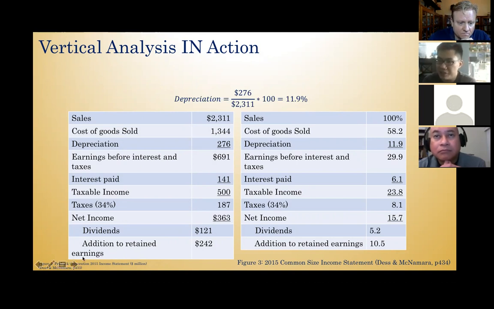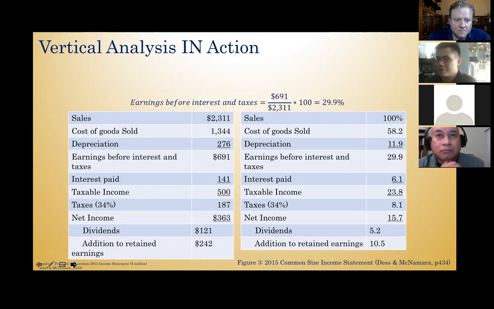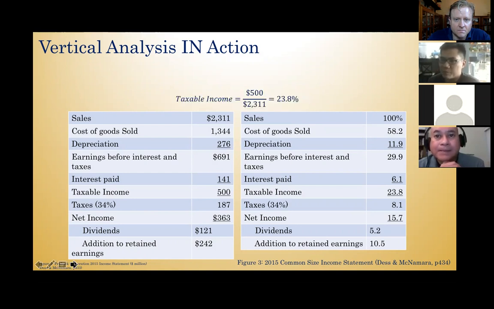So for depreciation, you see it in terms of 276 over 2311. So that comes out to 11.9%. You could go through each one all the way up to net income. You could just see where the math is coming from. All it is, is a simple percentage for each line item against sales.